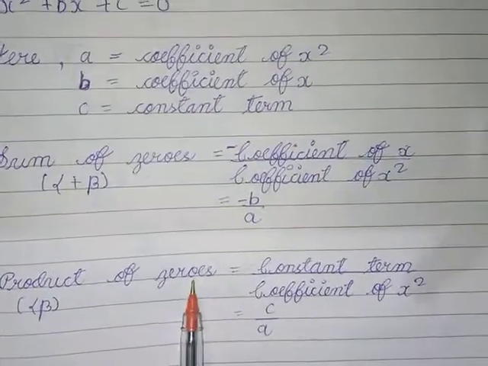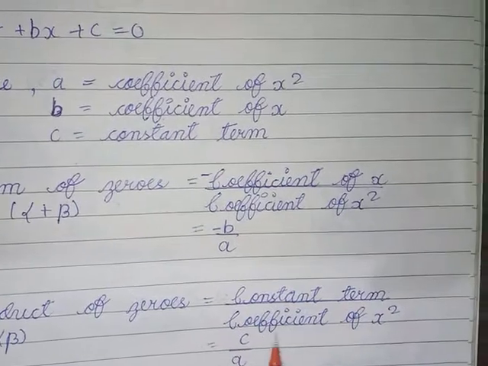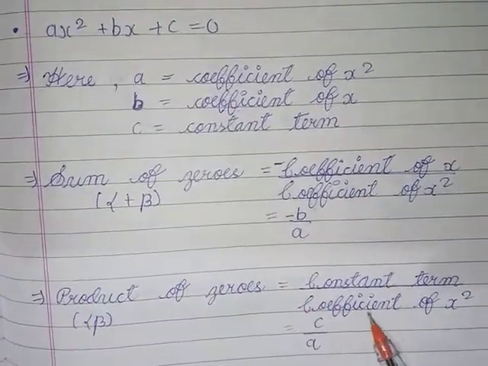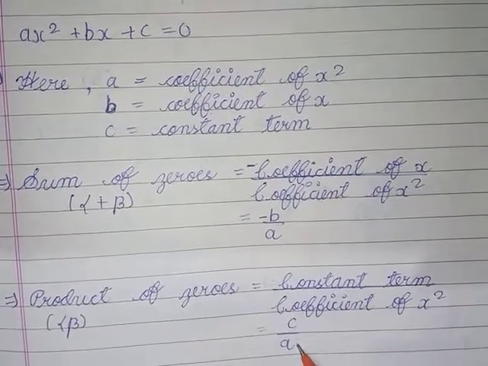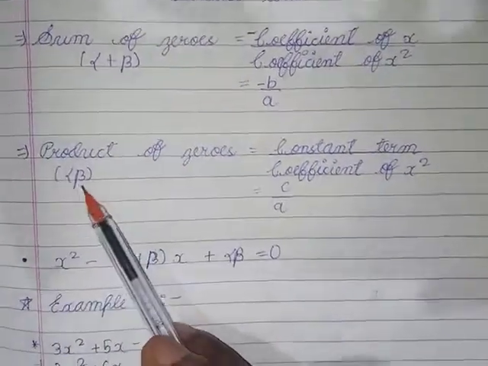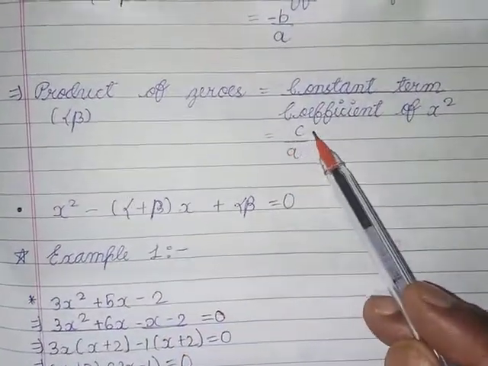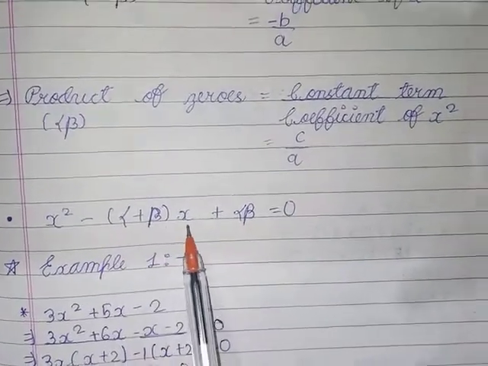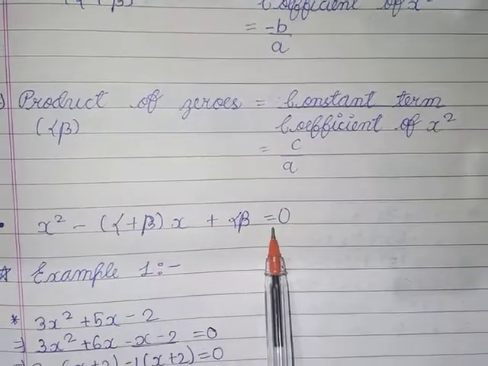The product of zeros is the constant term upon the coefficient of x square. What is the constant term? Constant term is c, and the coefficient of x square is a. So c upon a. So the product of zeros, alpha into beta, is equal to c upon a. So x square minus (alpha plus beta) into x plus alpha into beta is equal to 0.